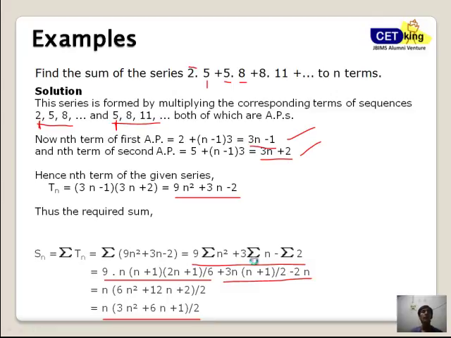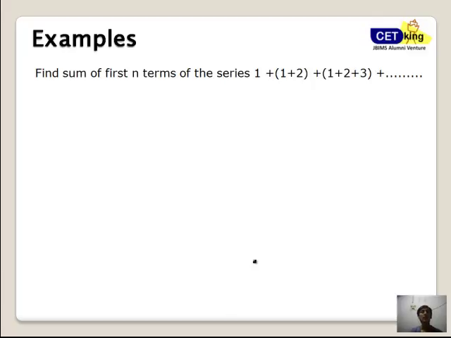Okay, let's solve another problem. Find the sum of the first n terms of the series 1 plus (1 plus 2) plus (1 plus 2 plus 3) plus and so on up to n terms. Alright, try to solve this problem on your own and then we'll see how we can solve this one.